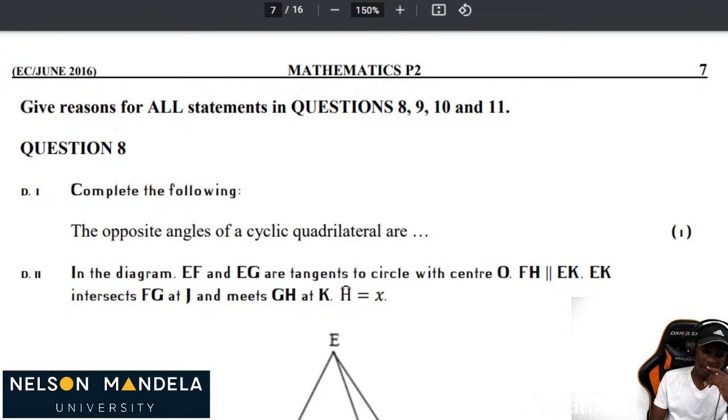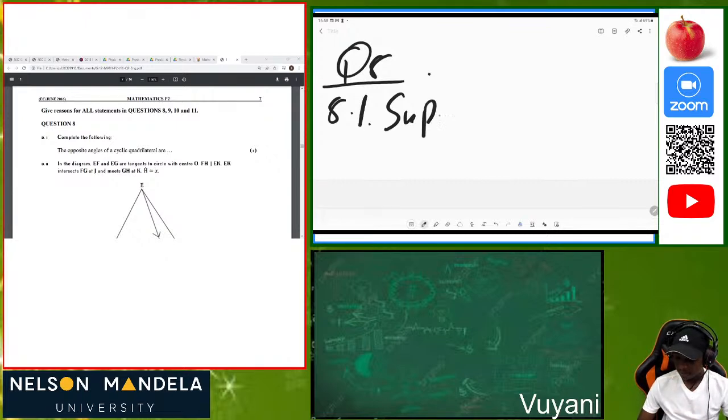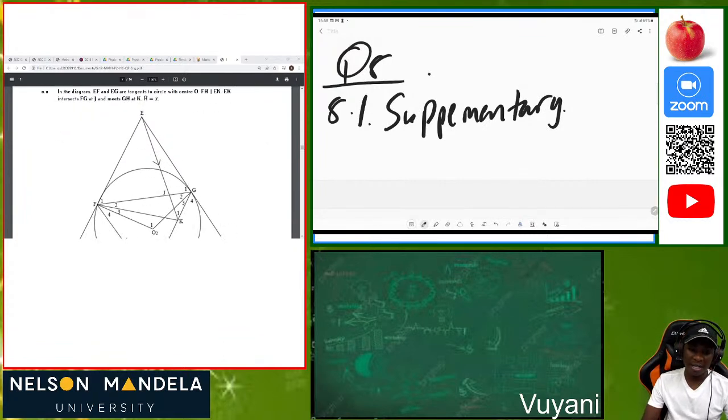Question 8.1 says to complete the following statement: the opposite angles of a cyclic quadrilateral are... We know that according to theorem 5 of cyclic quads, the opposite angles of a cyclic quad are supplementary. So what do we mean when they say supplementary? They are equal to 180 degrees. They are both equivalent to 180 degrees.